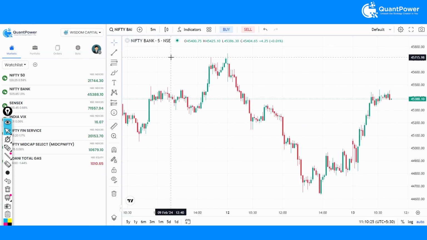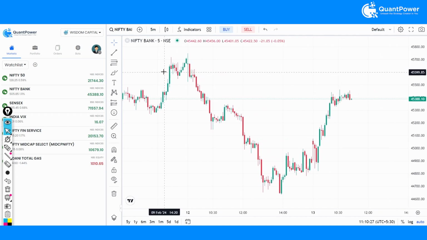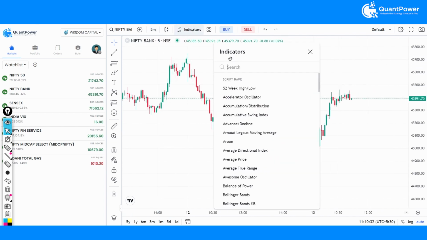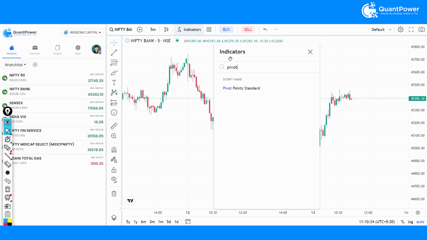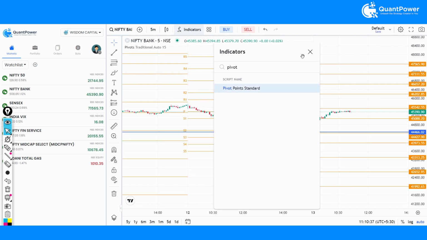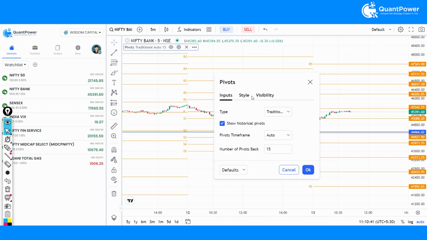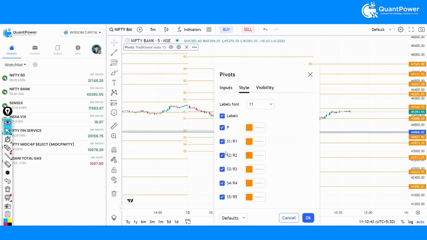First, we'll add the pivot points indicator to our charts. Adjust the settings as demonstrated here and set the time frame to 5 minutes.